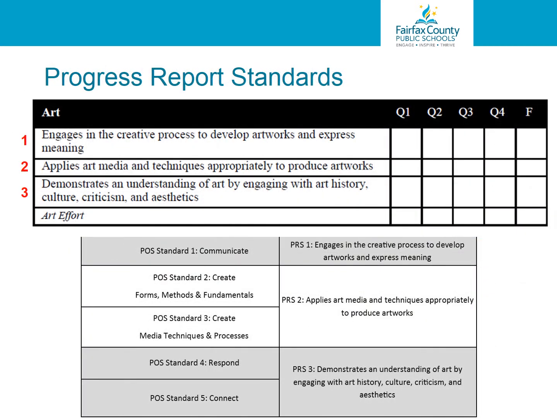There are 3 progress report standards for art along with an art effort grade. The chart at the bottom shows how the standards in the elementary art program of studies align with the progress report standards. Art POS Standard 1, Communicate, aligns directly with Progress Report Standard 1.